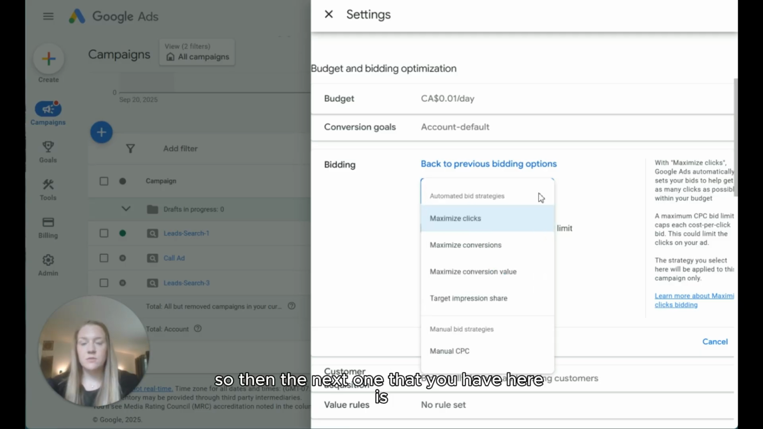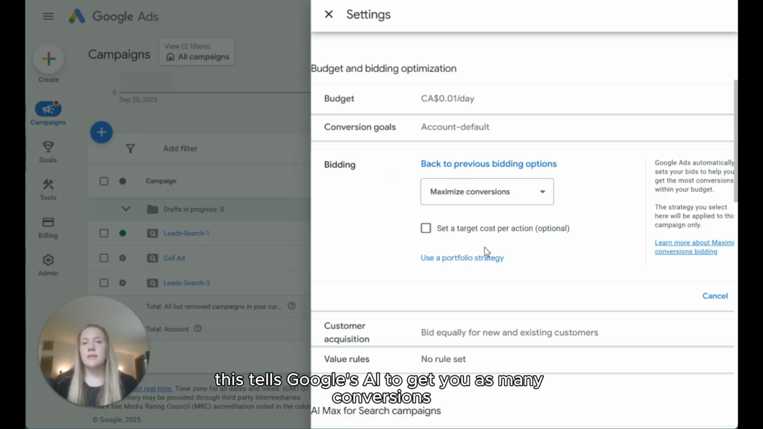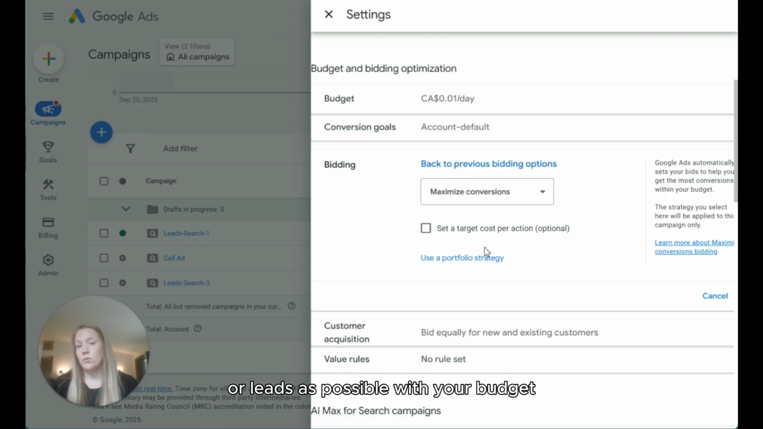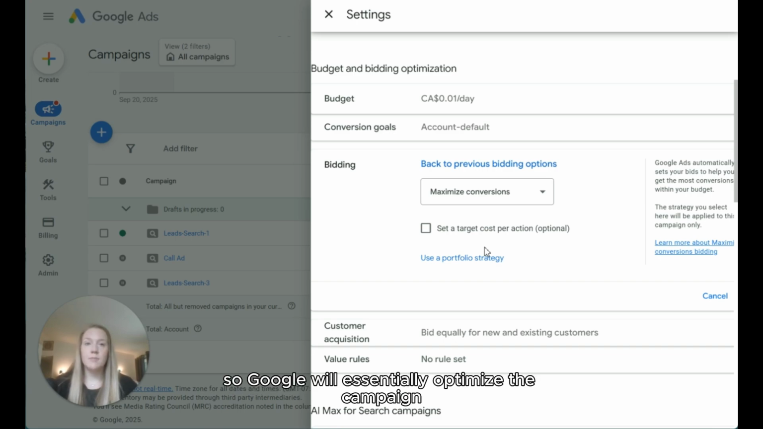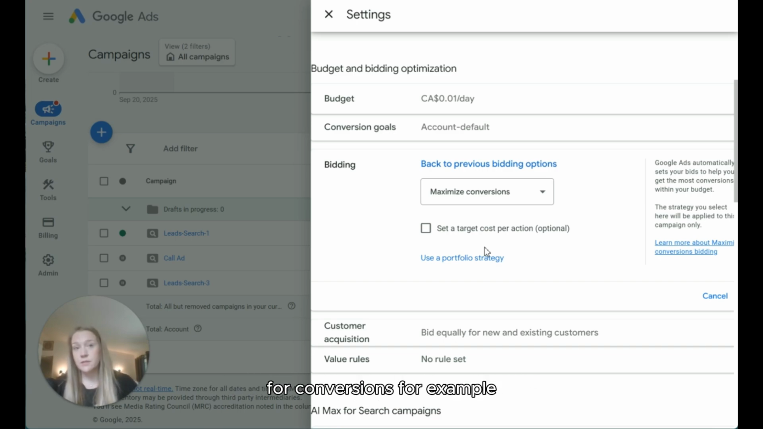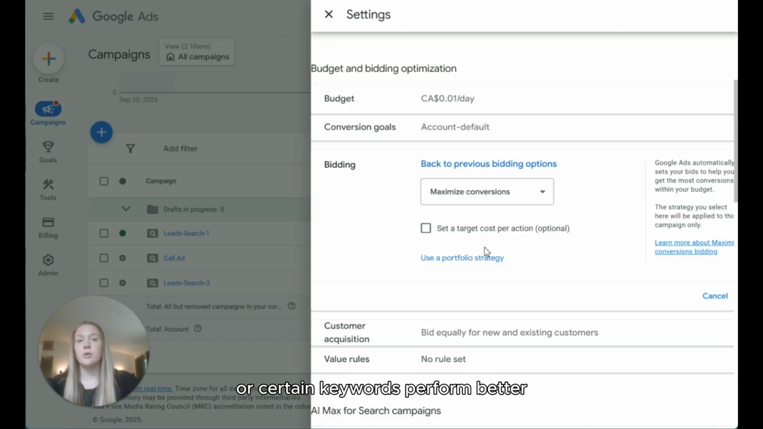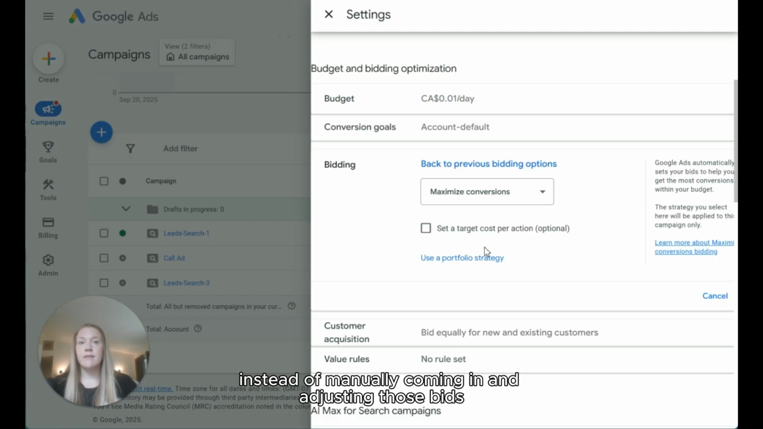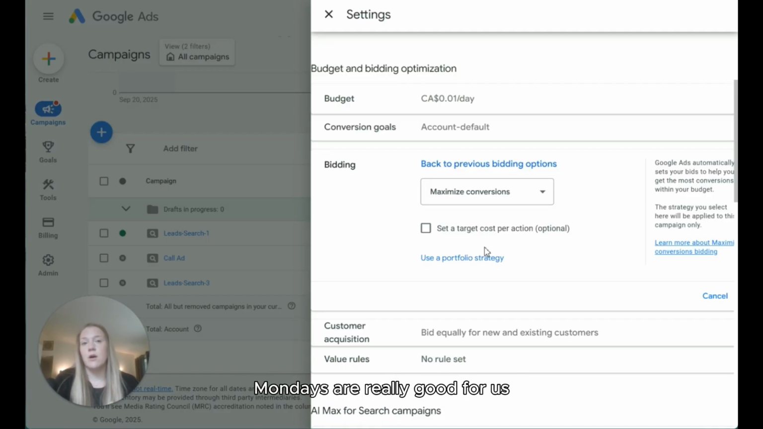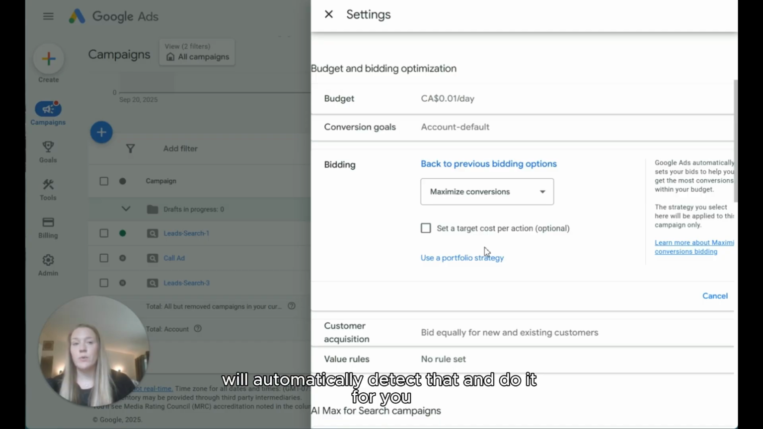Then the next one that you have here is maximize conversions. This tells Google's AI to get you as many conversions or leads as possible with your budget. So Google will essentially optimize the campaign for conversions. For example, if your campaign performs better on certain days or certain keywords perform better, instead of manually coming in and adjusting those bids and telling Google, okay, Mondays are really good for us, spend more of our budget on Mondays, Google's AI will automatically detect that and do it for you.